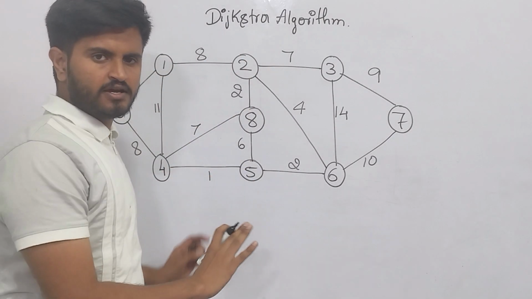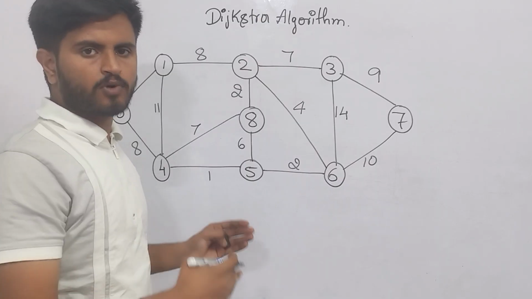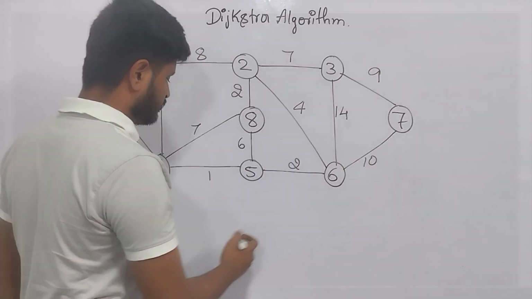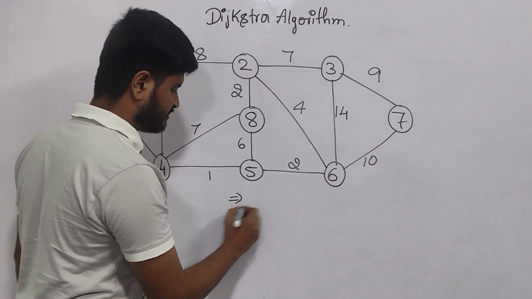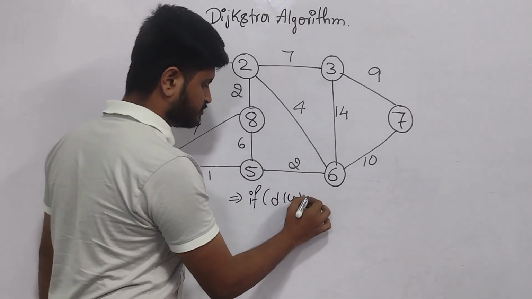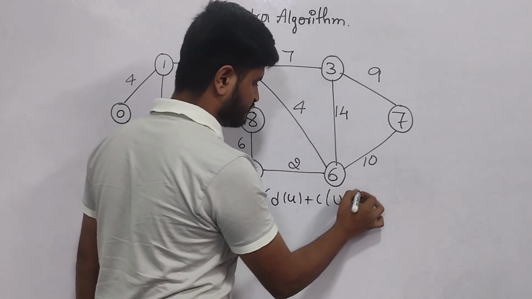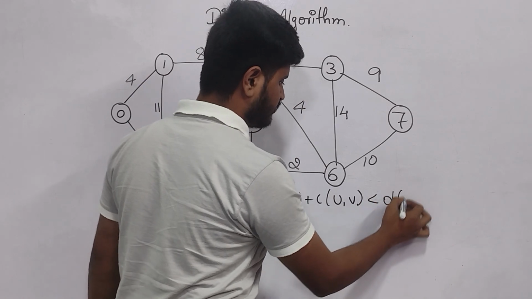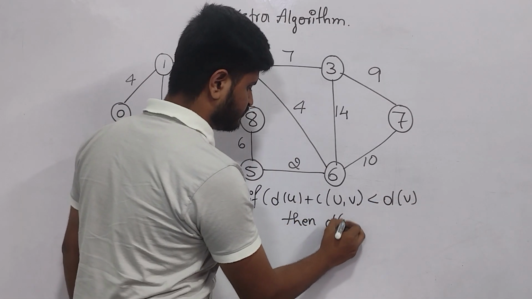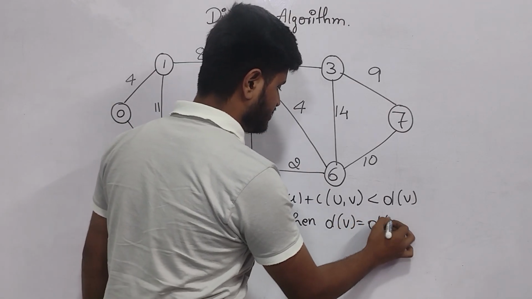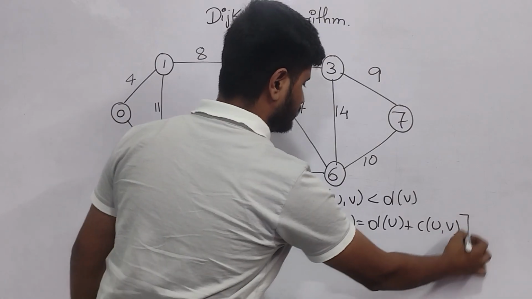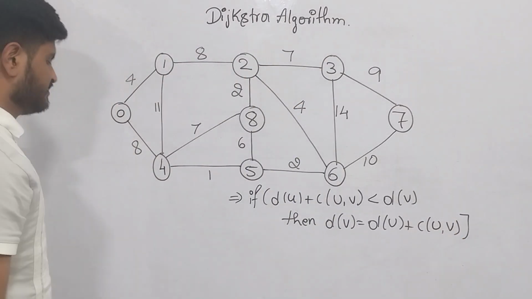You don't need to mug it up, or you don't need the formula also, you can solve it without the formula also. So for reference purposes, I will write the formula, that is, if d of u plus cost of u comma v is less than d of v, then d of v will be equal to d of u plus cost of u comma v. So what is this? Now let's discuss.